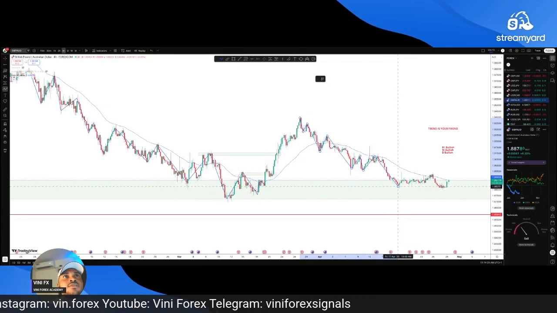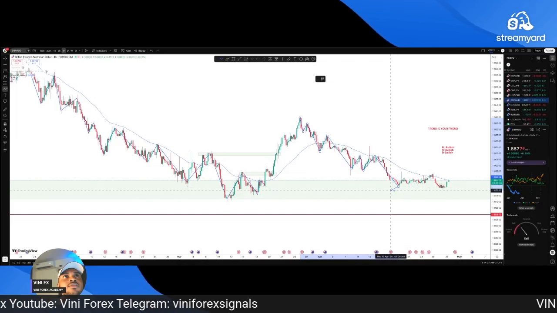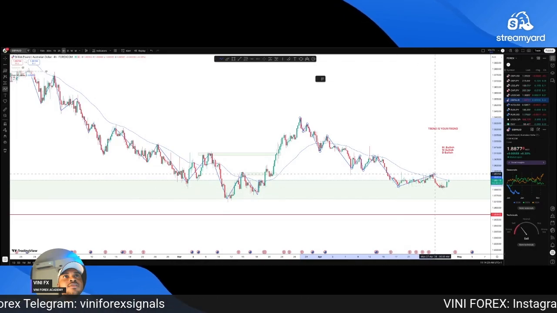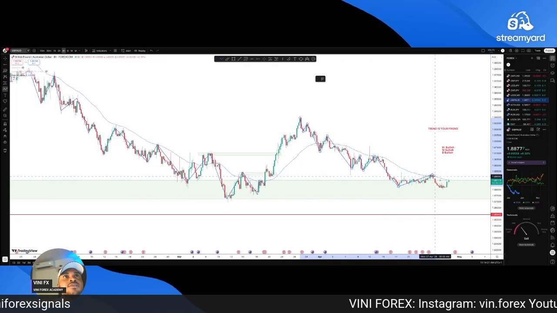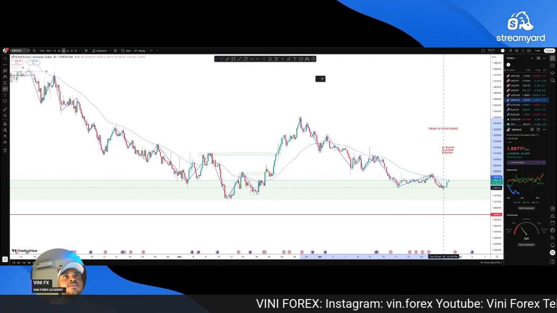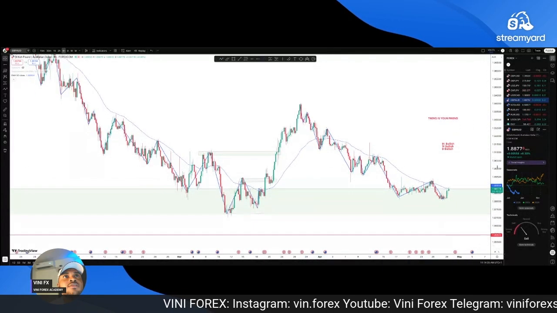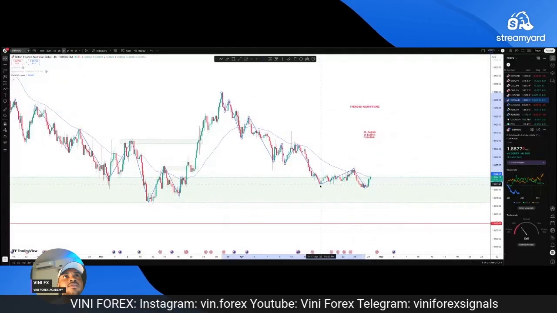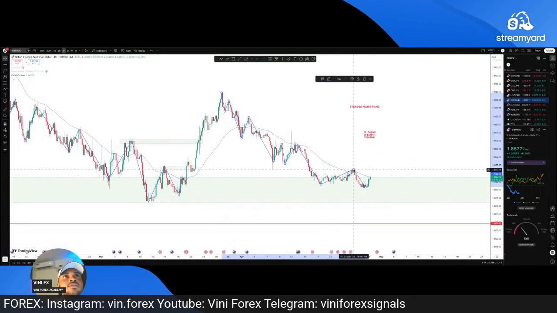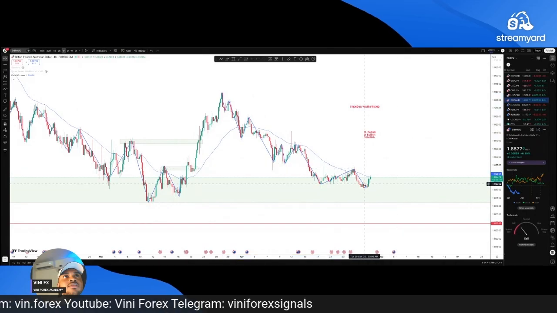Do you see that? A massive what? Lower low. Then a what? A lower high. Then a what? A lower low. Then a what? A lower low.